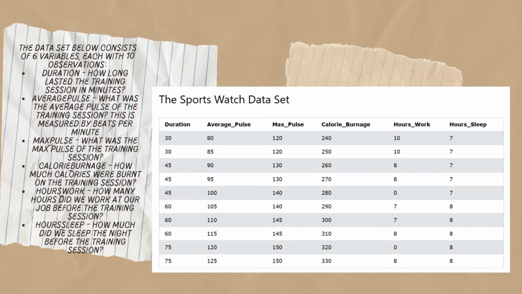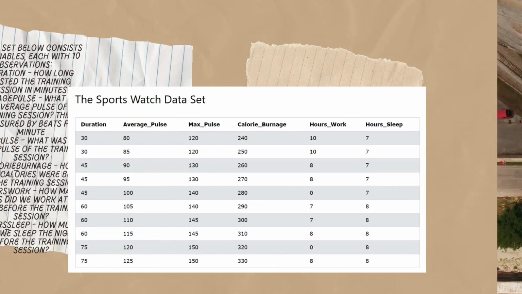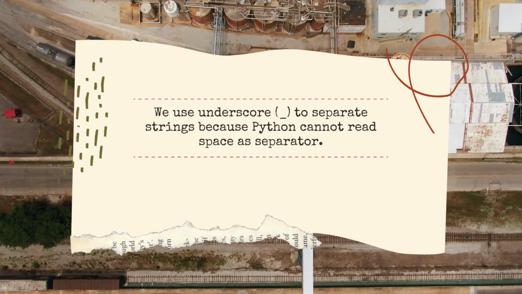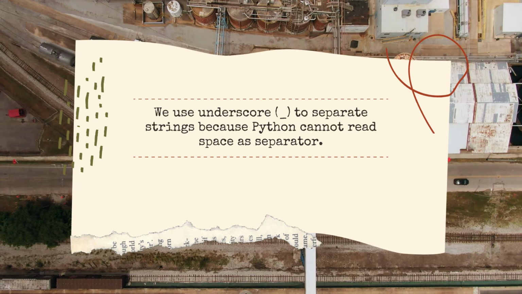Duration: how long did the training session last in minutes? Average_pulse: what was the average pulse of the training session? This is measured by beats per minute. Max_pulse: what was the max pulse of the training session? Calorie_burnage: how many calories were burnt in the training session? Hours_work: how many hours did we work at our job before the training session? Hours_sleep: how much did we sleep the night before the training session? We use _ to separate words because Python cannot read a space as a separator.